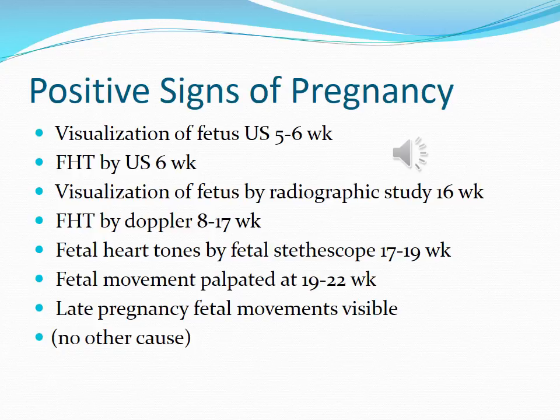Positive signs of pregnancy. Visualization of the fetus via ultrasound at 5 to 6 weeks. Fetal heart tones by ultrasound at 6 weeks. Visualization of the fetus by radiographic study at 16 weeks. Fetal heart tones by Doppler at 8 to 17 weeks. Fetal heart tones by fetal stethoscope at 17 to 19 weeks.